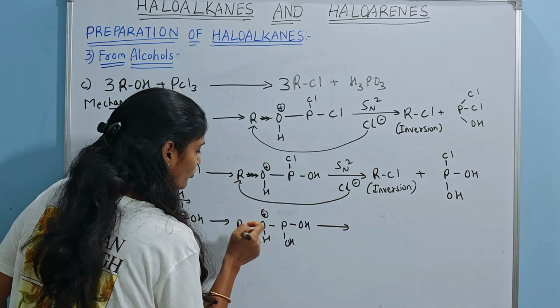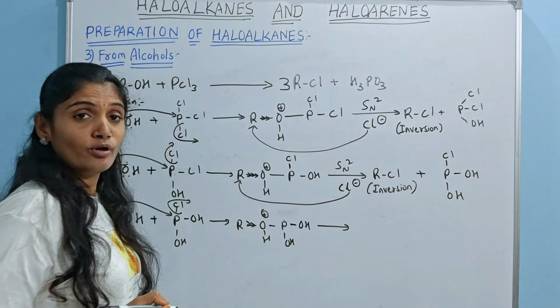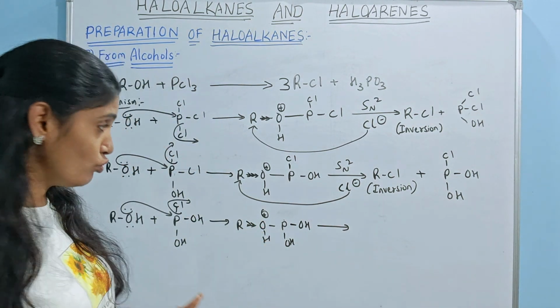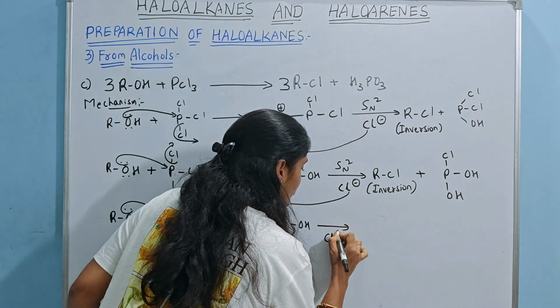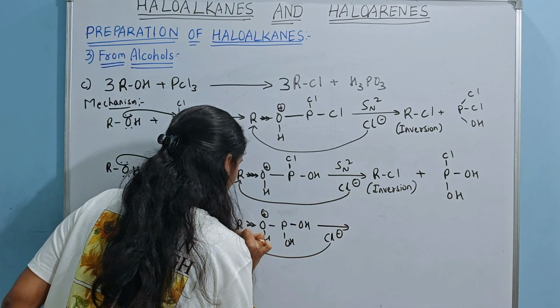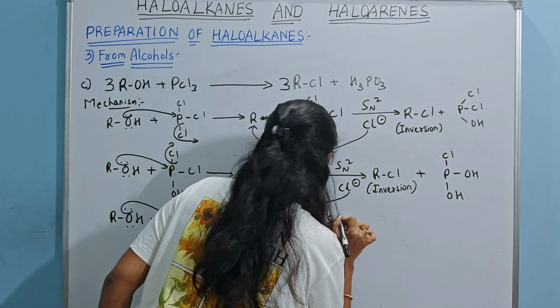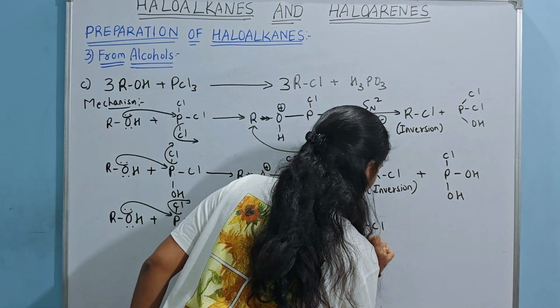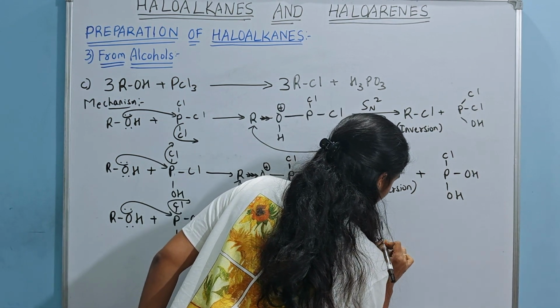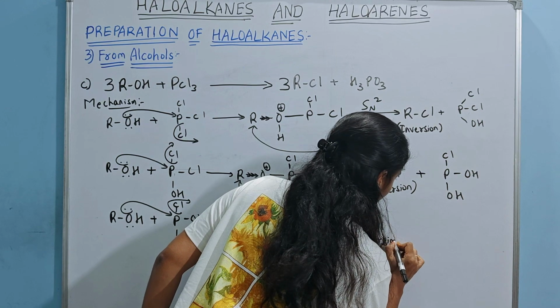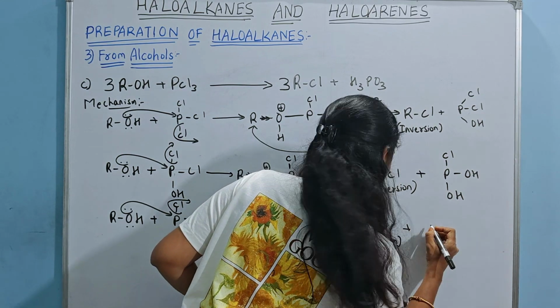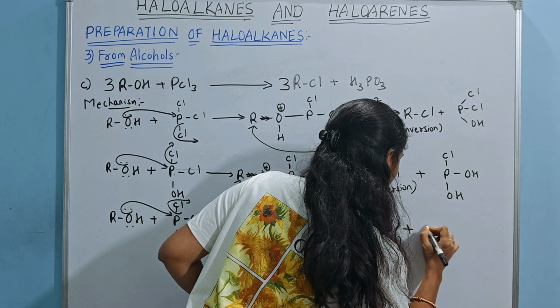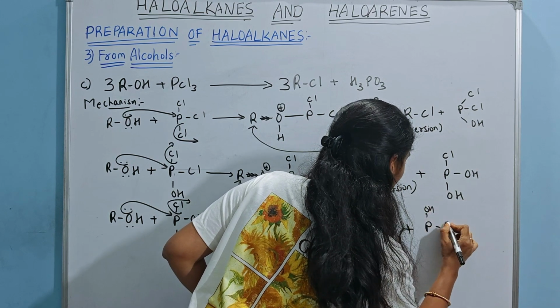Now, this positively charged oxygen will pull the shared pair of electrons towards itself, and the Cl minus in the reaction mixture will come and attack from the back side. This is my SN2 mechanism, and I'll get RCl, which has inverted configuration, plus I'm left with what? P(OH)3.